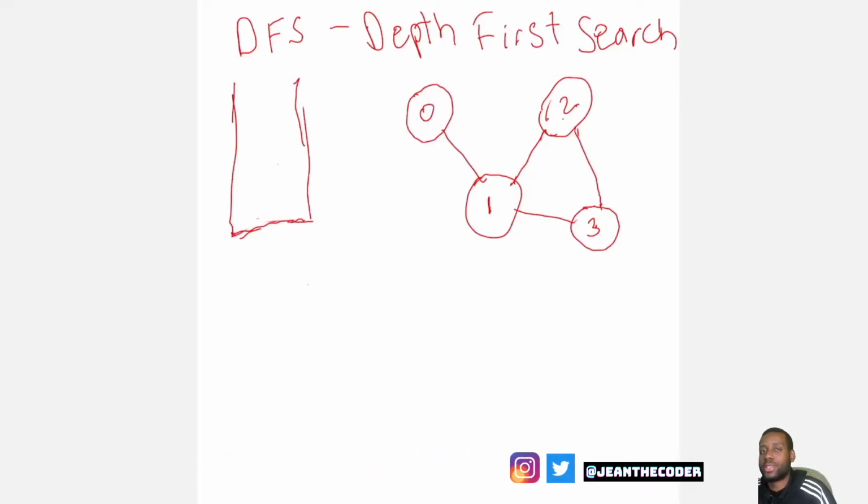I'm Genie Coder, and today we have a pretty interesting video for you. We're going to be going over depth first search, or DFS for short. Depth first search is an algorithm that's used for searching or traversing a tree or a graph. Pretty much it's a very efficient way of doing things.